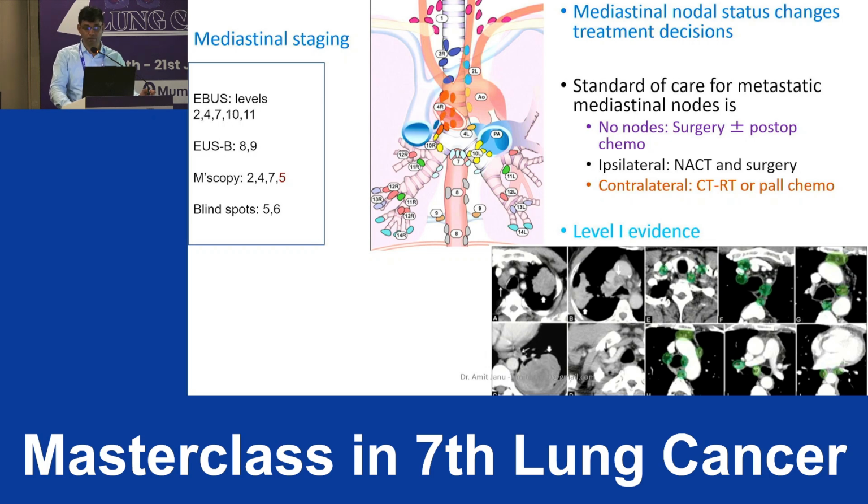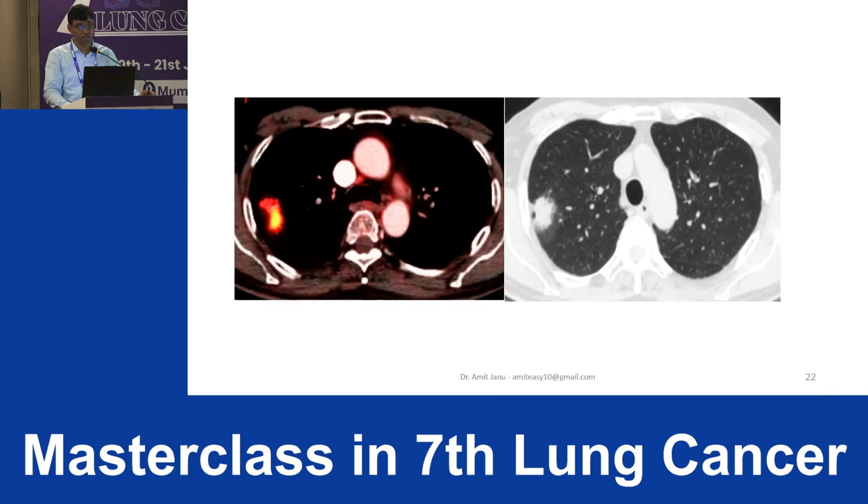If there are no nodes, then definitely surgery is one of the most feasible options. And if it is ipsilateral, not significantly bulky, it can be done with neoadjuvant chemotherapy and surgery. And if it is contralateral, then we have to decide if it is within the spectrum, where CTRT can be done, or if that is not the case, then maybe palliative chemotherapy.